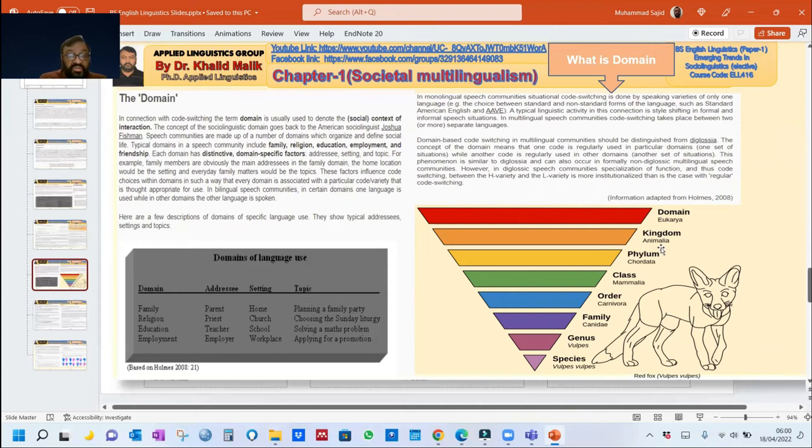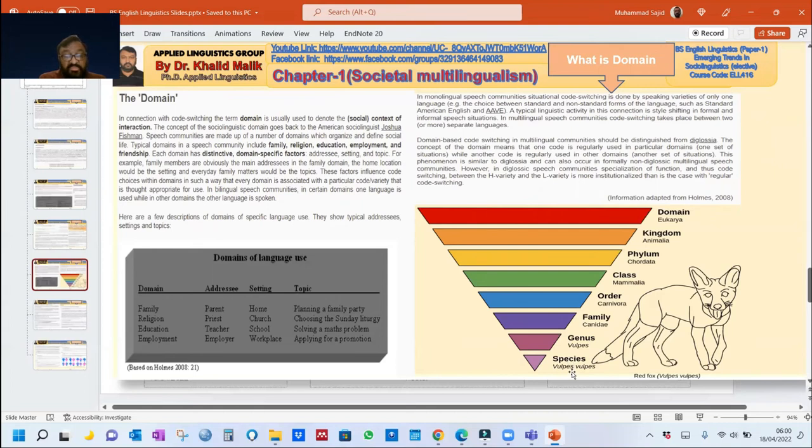Animalia is for the animal kingdom. And then its phylum, I mean Chordata. Class is Mammalia, it's a mammal, called Mammalia in Greek language. Its order is Carnivora. Its family is Canidae. Its genus is Vulpes. So that's why the red fox is Vulpes.